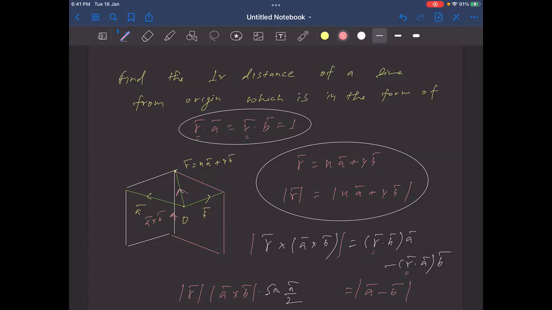Yes, A cross. What is mod R then? Mod of A minus B upon what? Mod of what? A cross B. Is it the standard result for this? आ गया result बताओ. Yes, sir. This is the distance of this line from the origin, correct? And that is mod R.